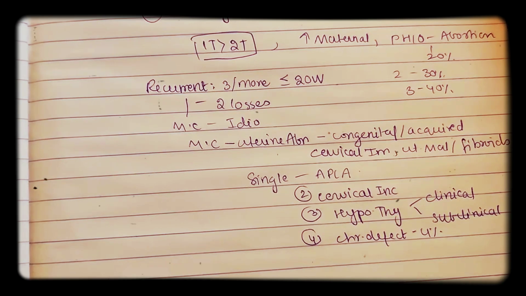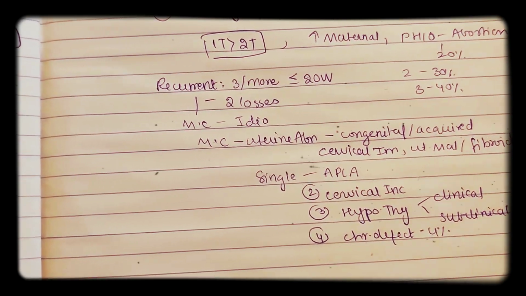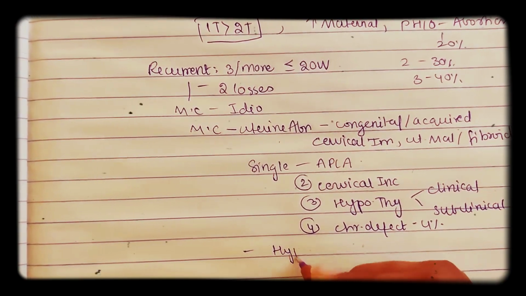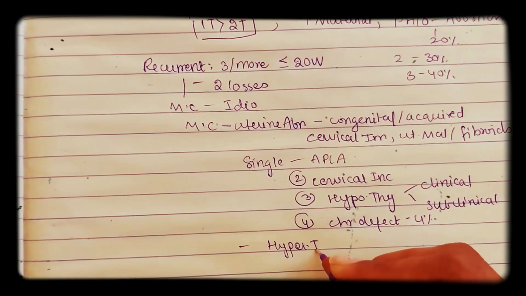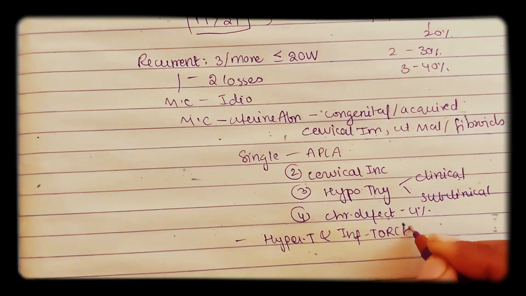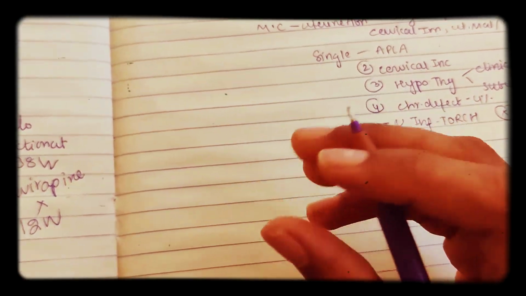So hyperthyroidism and infections like TORCH do not lead to recurrent pregnancy loss. This is a clear statement which you need to keep in mind: hyperthyroidism and infections like TORCH don't lead to recurrent abortion.